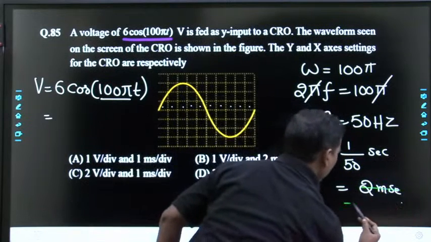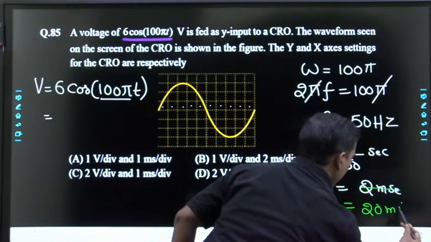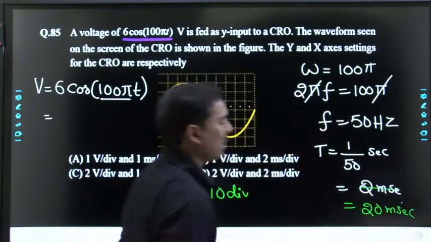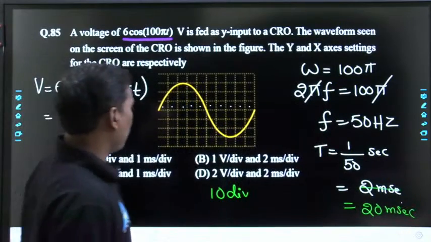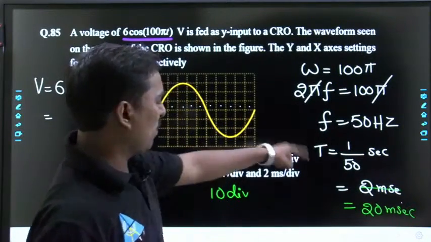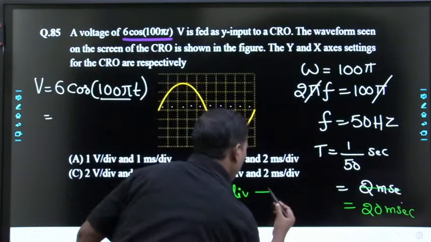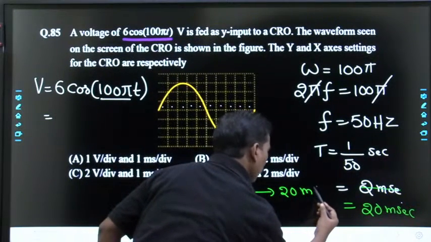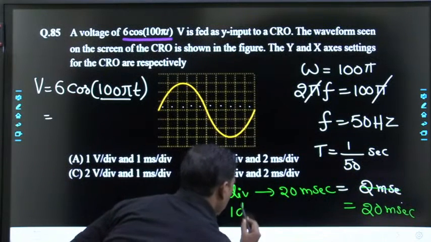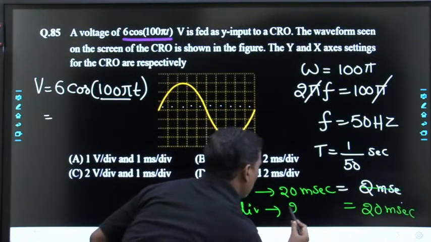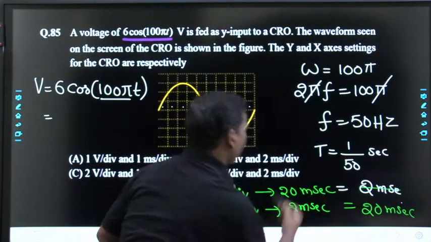This is 20 milliseconds. 1 by 50 means 20 milliseconds. I think so. Yes, 1 by 50 is 20 milliseconds. 10 divisions should contribute 20 milliseconds. That means 1 division must be how much? 1 division must be 2 milliseconds. So 2 milliseconds per division.